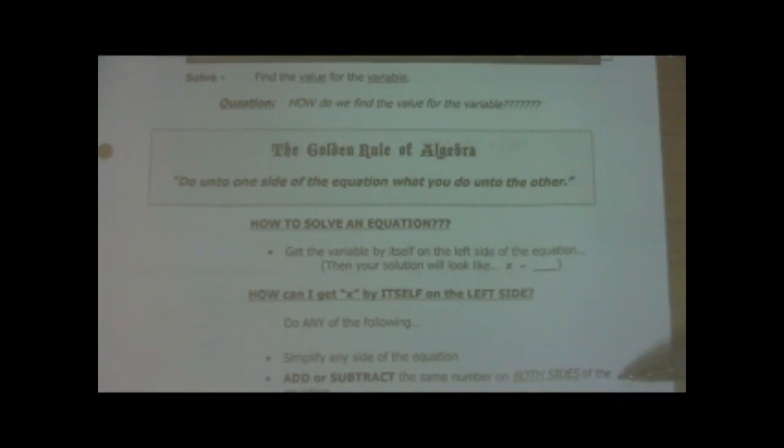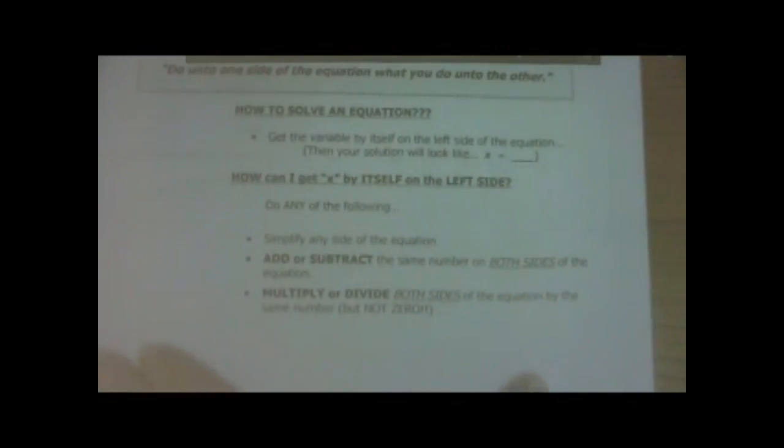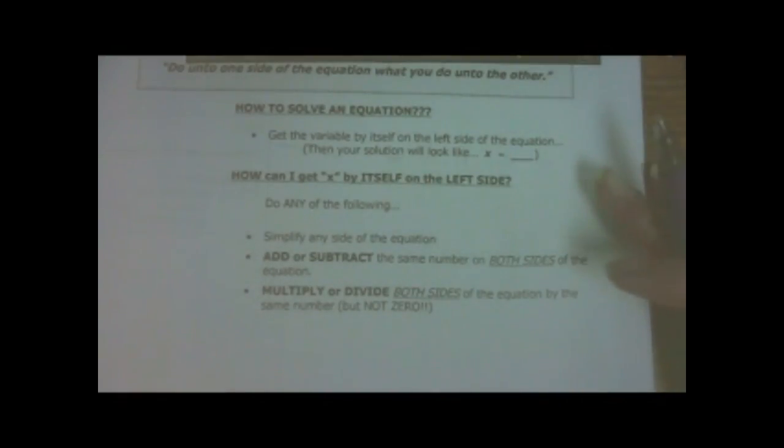Additionally, you can add or subtract the same number on both sides of the equation. Or you can multiply or divide both sides of the equation by the same number, but not 0. Don't multiply both sides by 0. Don't divide both sides by 0. That will just blow your entire equation away. Don't do that. Alright, let's go to the next page and go through some examples.